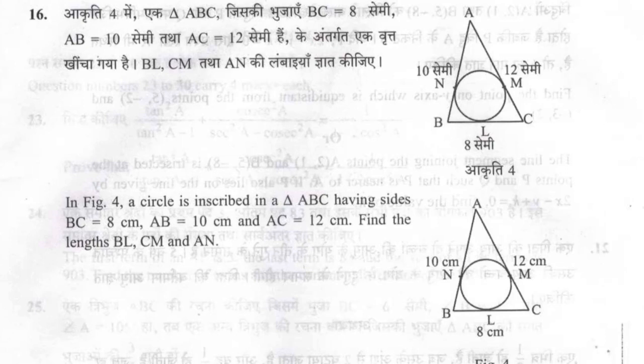Question number 16. In this we are given a figure in which a circle is inscribed in a triangle ABC having sides BC is equal to 8 cm, AB is equal to 10 cm and AC is equal to 12 cm, and we need to find the lengths of BL, CM and AN.